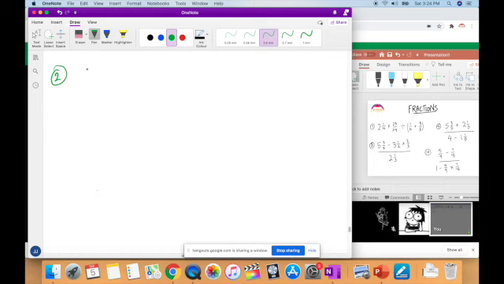I'll take number 2 as 5 and 3 over 5 minus 3.5 multiplied by 2 on 3, all divided by 2 and 1/3. So what should I do first here? I multiply 3.5. Multiply this. So you multiply these two here, right?